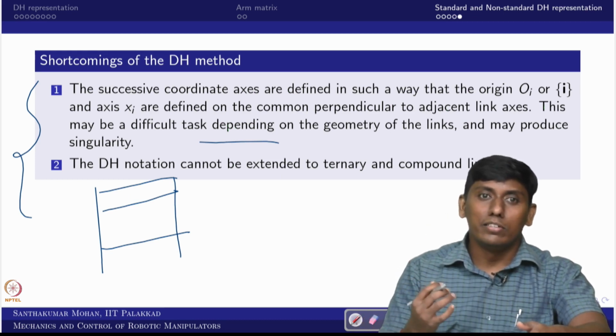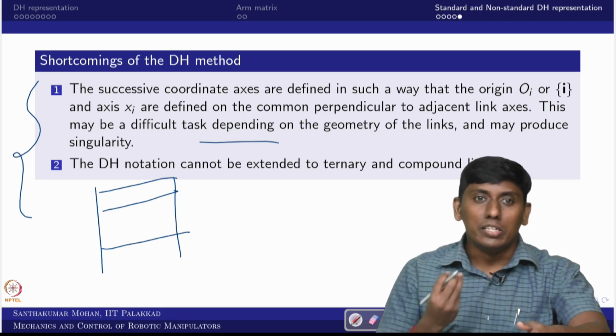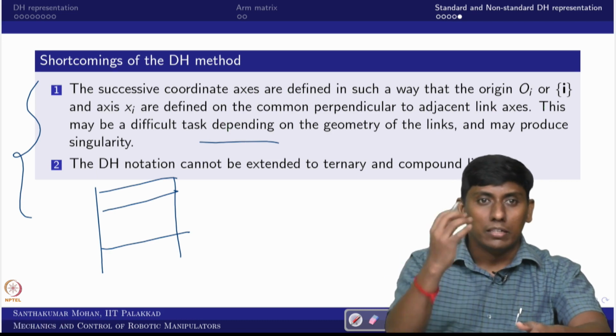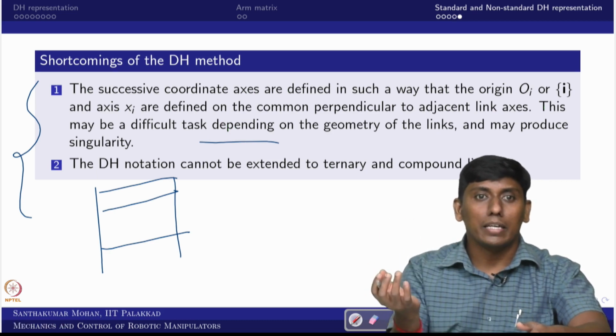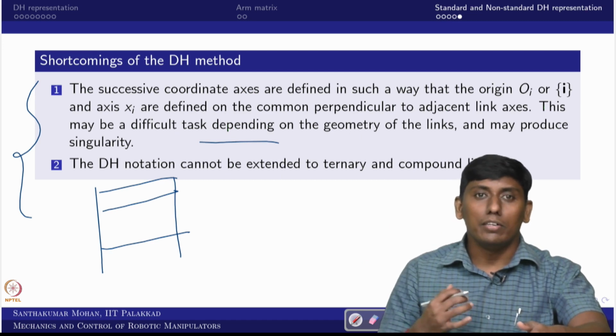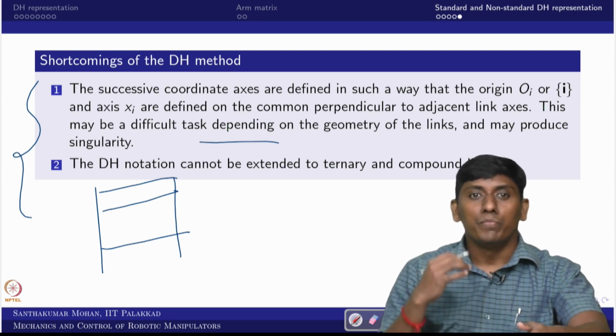In the next lecture we will see some examples. We will see some physical robots and configure them into a line diagram. Then on that line diagram we will mark the frames, and then we will find out whether this Denavit-Hartenberg representation is useful or not.